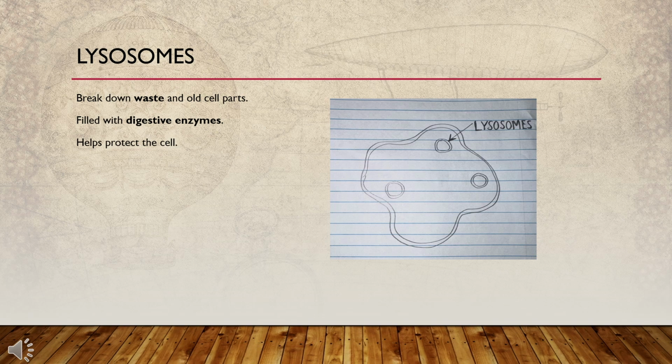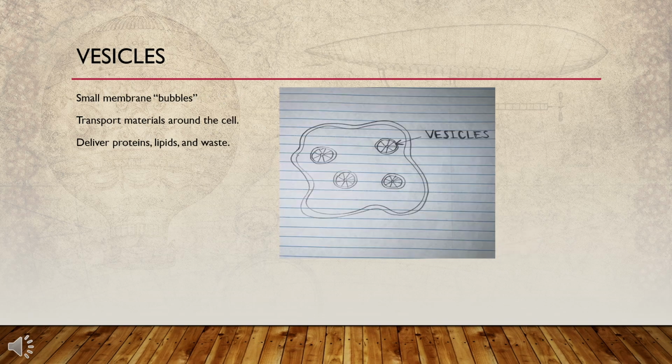Another structure involved in transport is the vesicles. Vesicles are small membrane-bound sacs that transport materials throughout the cell. They deliver things like protein, lipids, and waste to different areas. Vesicles work closely with the Golgi apparatus and the endoplasmic reticulum to move materials efficiently around the cell. And finally, I'll summarize what we've learned and discussed in this PowerPoint.